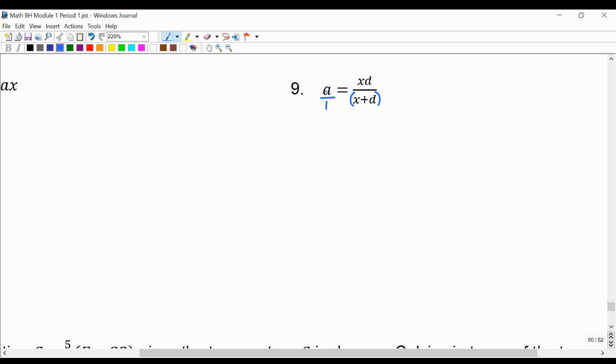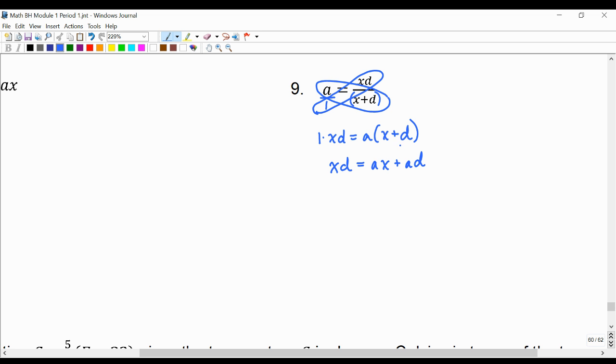And that might be best by putting this over 1 and doing cross multiplication. So we have 1 times xd equals a times (x plus d). We got to be careful. We got a and d here, and we don't want to get those confused. We have xd equals ax plus ad.